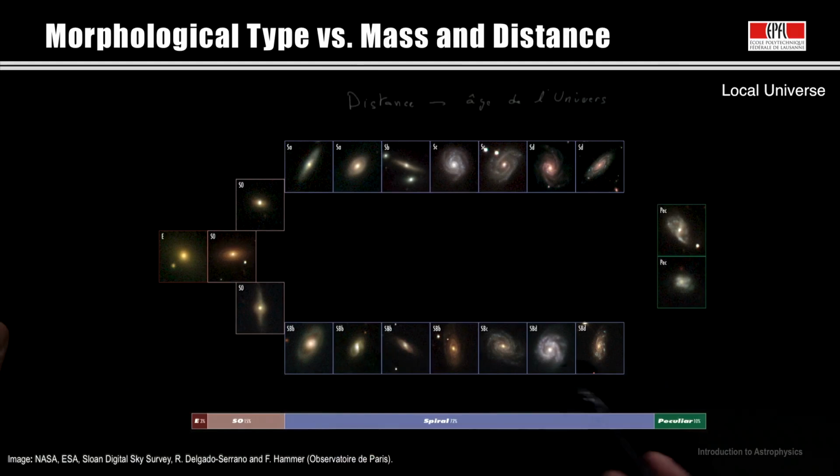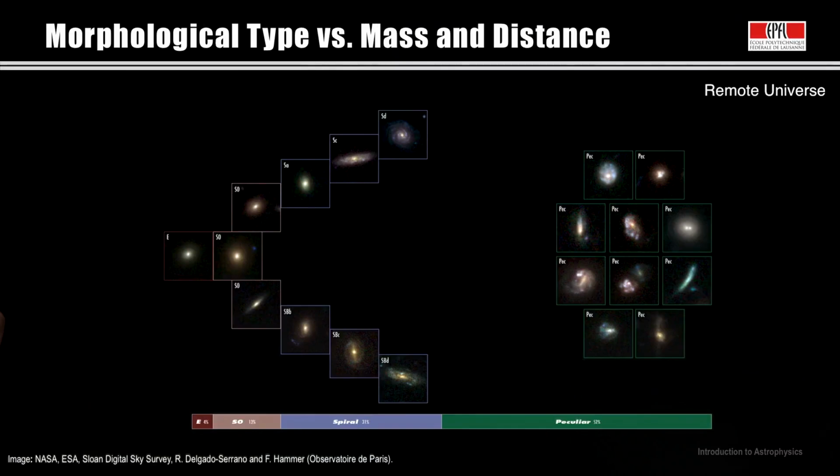Here we have a morphological classification giving the percentage of each type of galaxy in the local universe. 3% are elliptical galaxies. 15% are lenticular galaxies. 72% are spiral galaxies. The majority are spiral galaxies. And 10% correspond to galaxies that we are not able to classify. This is one of the observational facts.